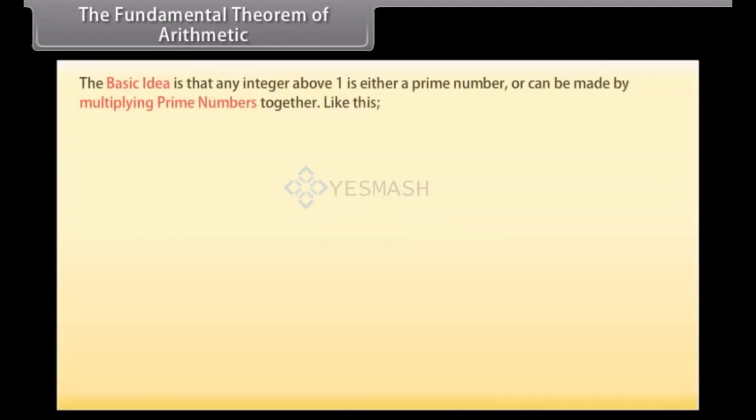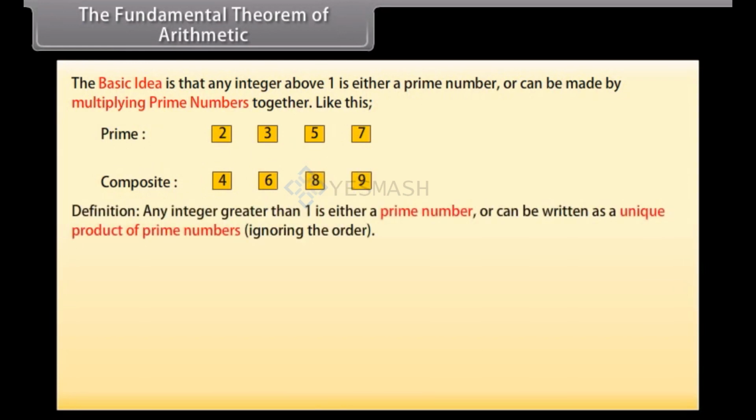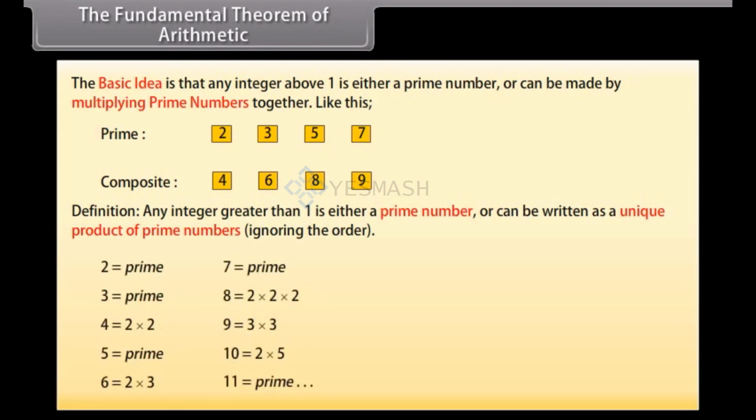The Fundamental Theorem of Arithmetic. The basic idea is that any integer above 1 is either a prime number or can be made by multiplying prime numbers together like this. Let us start with the definition. Any integer greater than 1 is either a prime number or can be written as a unique product of prime numbers, ignoring the order. Look at these numbers.